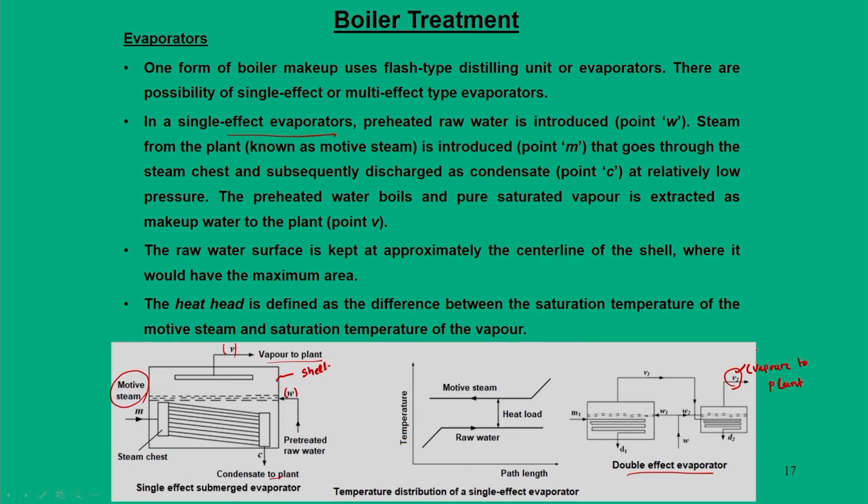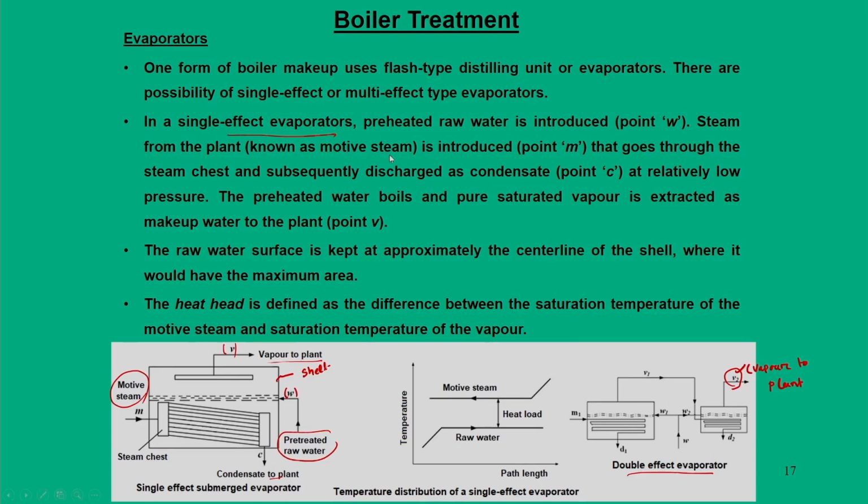So, the idea of using this is to get quality water or quality vapor for the plant systems. And why do you do this? Because we need to pre-treat this raw water. How do you pre-treat this water? We do it through this motive steam, which is tapped from the turbine end.